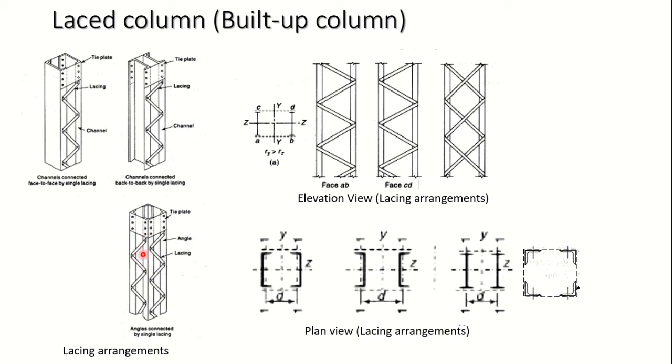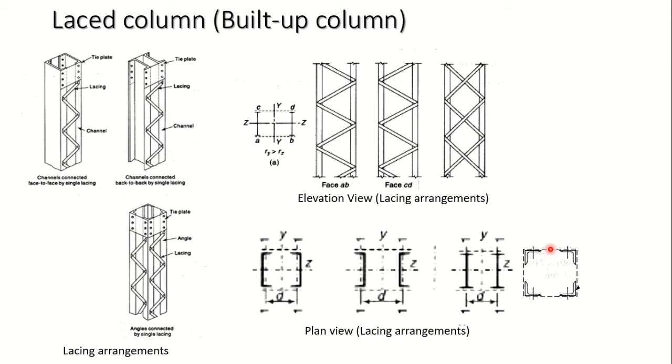So in this column, the angles have been connected by using a lacing system. At four corners, four angles have been provided here. These have been tied together, again by the lacing system, so that this entire compound section, comprising maybe two or more than two members, will act as one unit. This lacing system will ensure that it holds all the components of this column together.